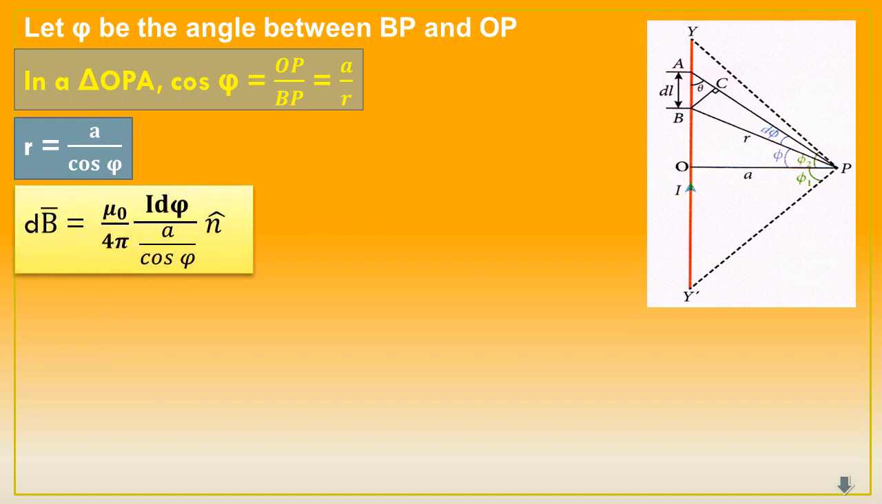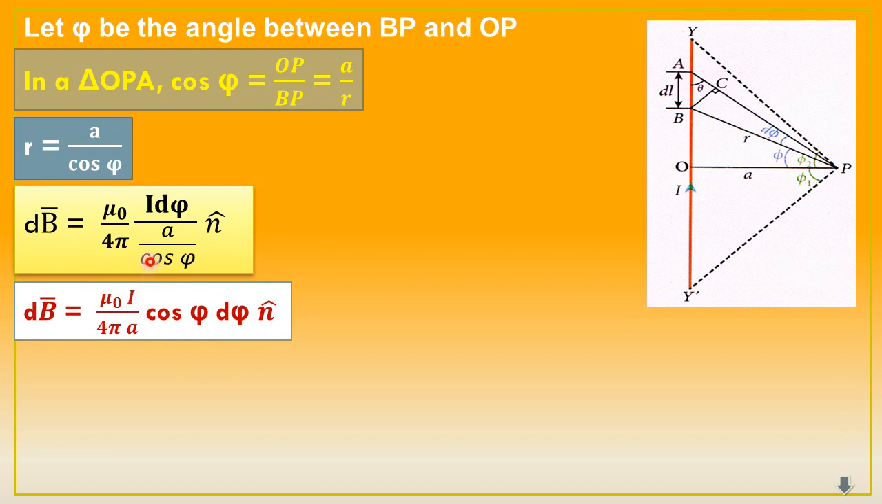Now we can substitute the value of R in the above equation which we saw previously. dB vector is equal to mu naught by 4 pi I d phi divided by A cos phi into n cap. Or you can take this cos phi to the upper side. So dB vector is equal to mu naught I divided by 4 pi A into cos phi d phi into n cap. Students, you already know n is a unit vector.